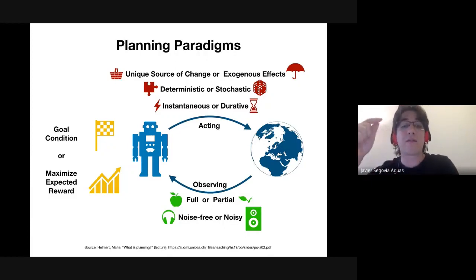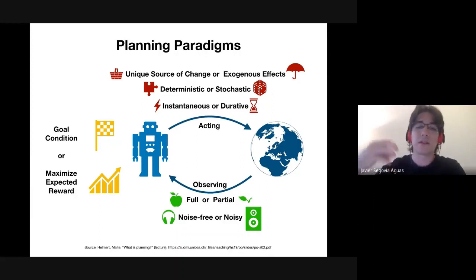Also, we can have noise in the state, or maybe it's noise-free, which means that if we apply an action, imagine that we apply an action that is deterministic, and we know what will be the effect. We observe that the effect is not what we predicted, which is impossible if it's deterministic. This means that we have some noise in the observations then.